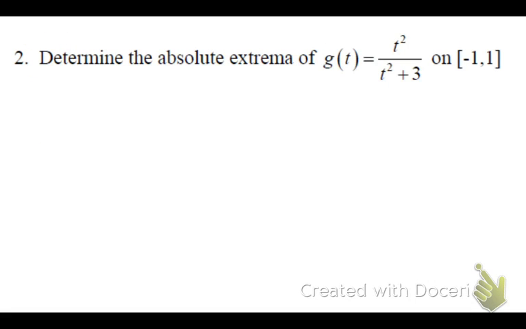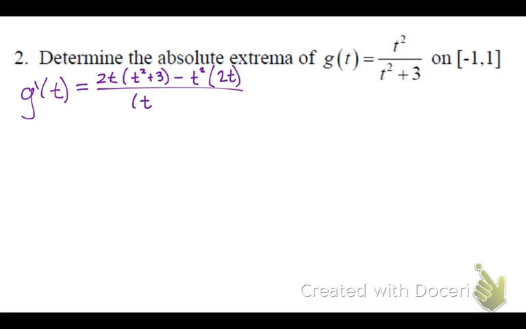So it says determine the absolute extrema of g of t. So if you look back over at the front again, first step, it says find the critical numbers by finding the derivative and setting it equal to 0. So let's find the derivative of this. G prime of t. All right, these are two things being divided, so we have to use the quotient rule. So we do the derivative of the top, so the derivative of t squared is 2t, times the bottom, so times t squared plus 3, minus the top, so t squared, times the derivative of the bottom, so 2t. All over the bottom squared, t squared plus 3 squared.